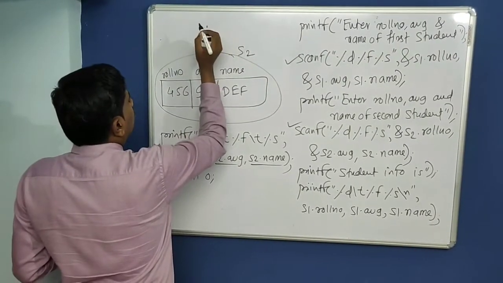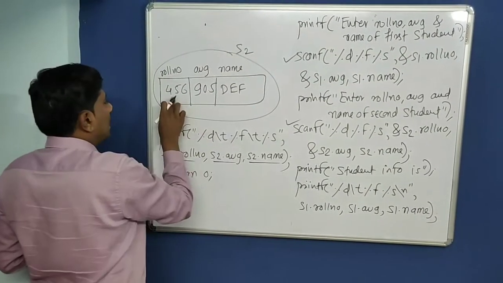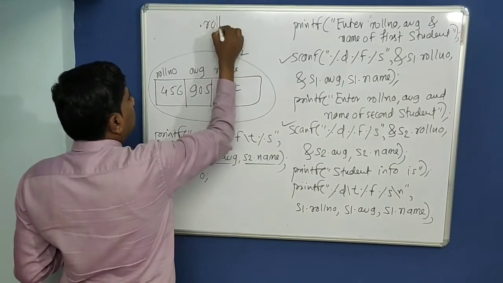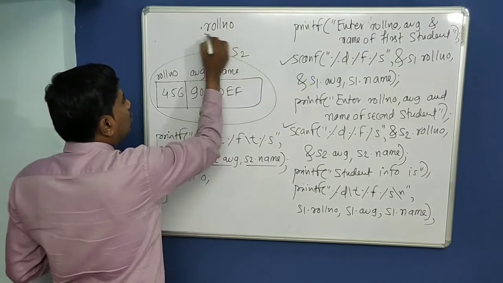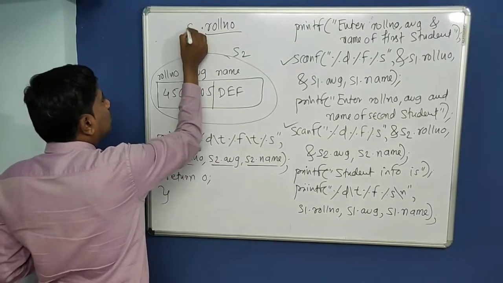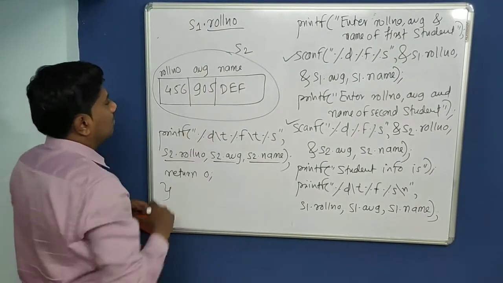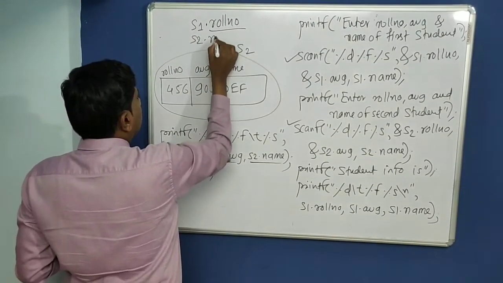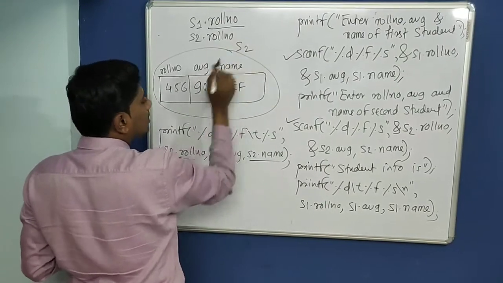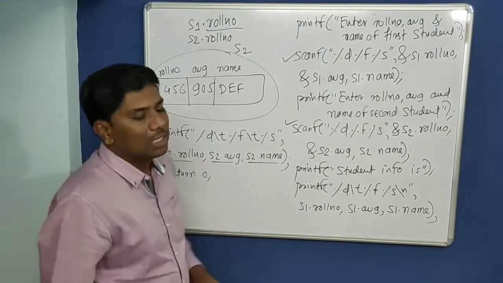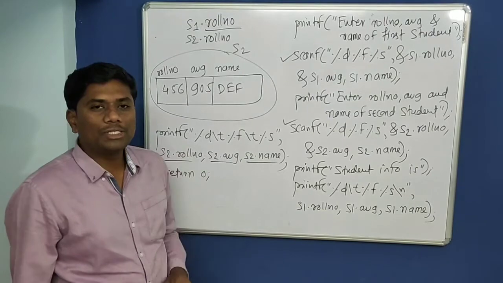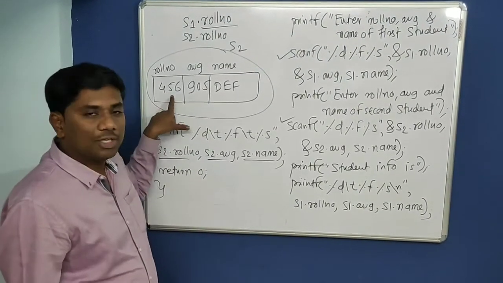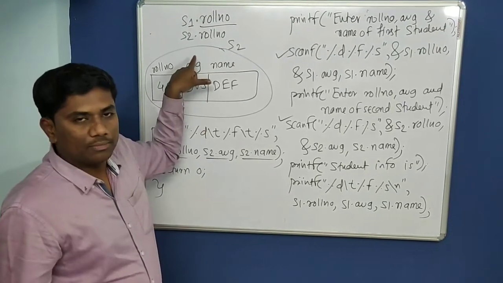See, when to use the dot operator? Getting? If you want to access the value of a structure member by using a simple structure variable. See here, S1 and S2, these are simple structure variables. So based on a simple structure variable, if you want to access the value of a structure member, then use the dot operator.